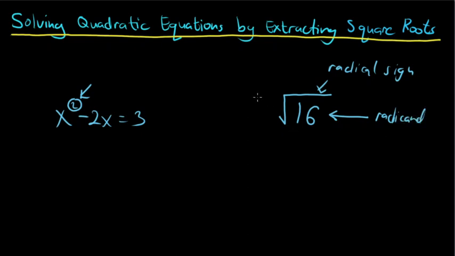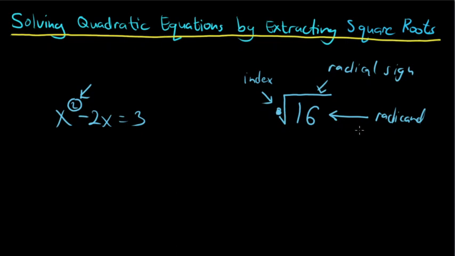Then the index. Yun yung number na nandito sa singit. Well, kapag walang nakalagay, ibig sabihin may default na 2. Kaya square root. Kasi yun yung default, kaya hindi na natin ilalagay. Well, minsan 3 yan. Ibig sabihin you're asked to find the cube root. Minsan 4, minsan 5.